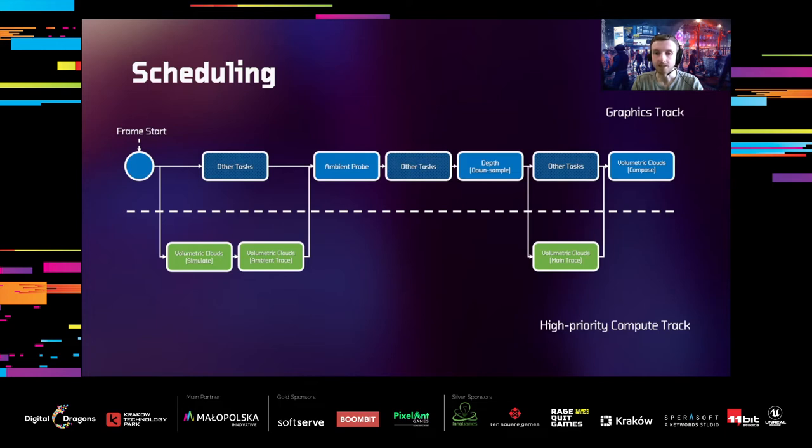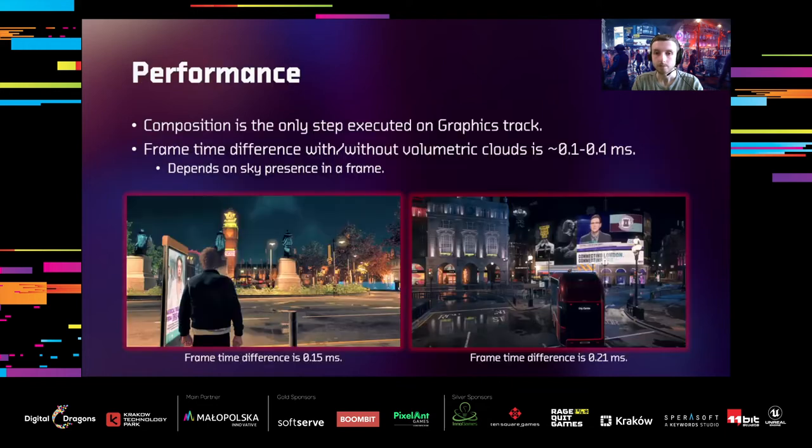The second portion of execution is kicked off after depth processing and synchronized back much later in a frame, when volumetric clouds composition must be performed. In fact, the compose pass is the only pass running on the graphics track. Obviously, the contention created by other volumetric cloud passes running on compute tracks makes some tasks on the graphics track a bit slower. So the right way to estimate the cost of the volumetric cloud system is to run two frames with the exact same setup, one with the system enabled and one with the system disabled.